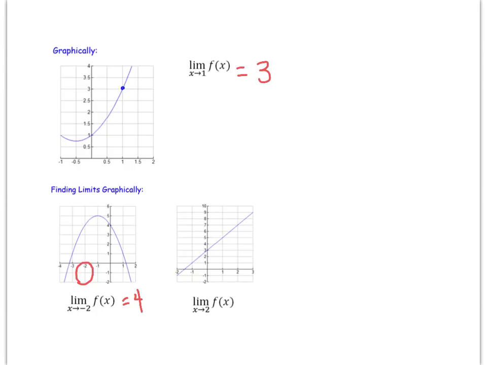For the next one, I want to approach the number x equals positive 2. So here's positive 2 on the x-axis. Let's see what happens as x approaches 2 from the left and from the right to our function. So if I look carefully, I see that that function value is approaching an answer of 7. Again, this function does not have a hole at that point, and I can still calculate a limit.